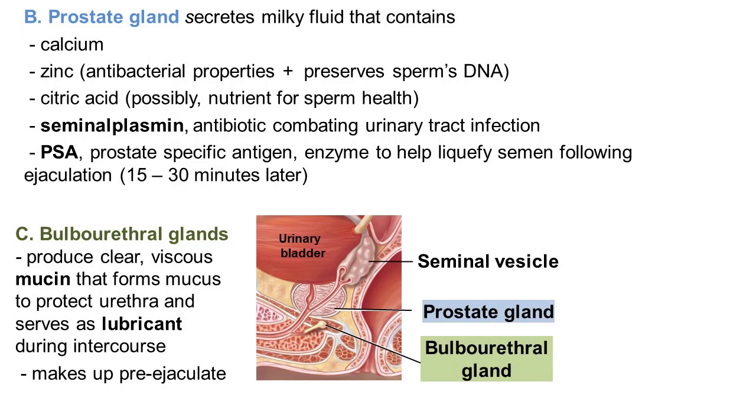And we have the seminal vesicle that we talked about in the previous slide, the prostate gland that does all the above, and then the bulbourethral glands. This is going to produce this lubricant that contains mucin. It's kind of a viscous material, and this is going to be the material that is the pre-ejaculate material. So those are the three glands of the male reproductive tract, especially after we're leaving the vas deferens. All right?